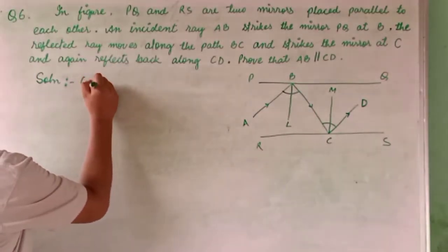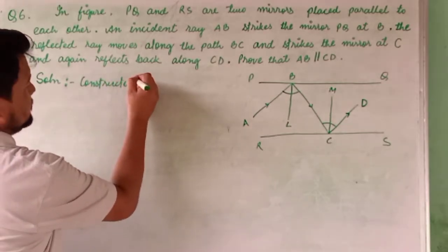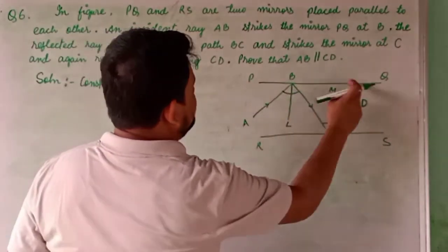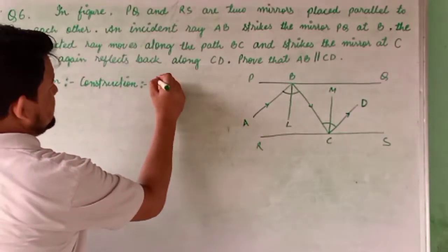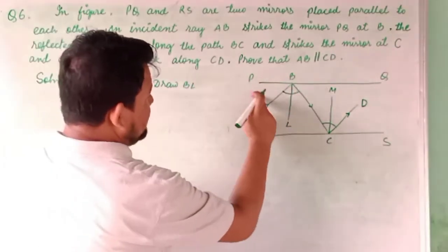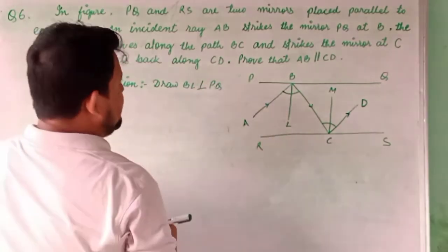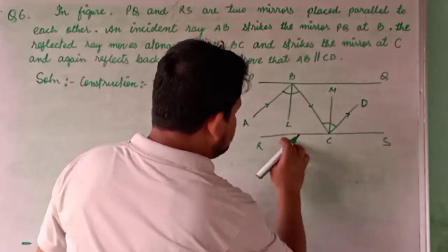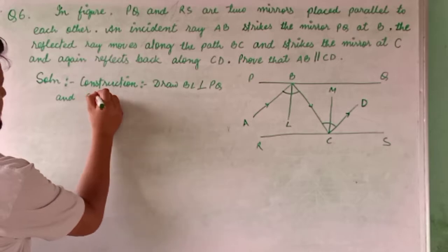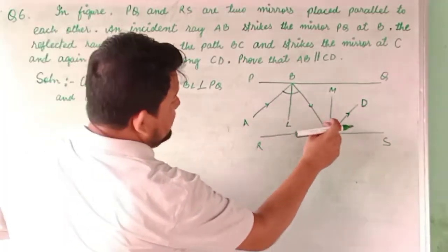Construction. Let us explain. What we have taken: BL perpendicular to PQ I have drawn, am I right? So let us write, draw BL, this BL line perpendicular to PQ. And again CM is also perpendicular to RS, taken. Let me write N. This line CM is perpendicular to RS.